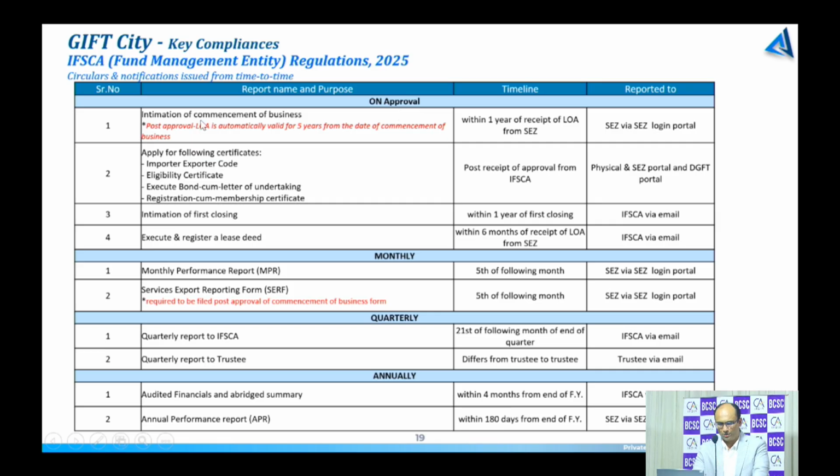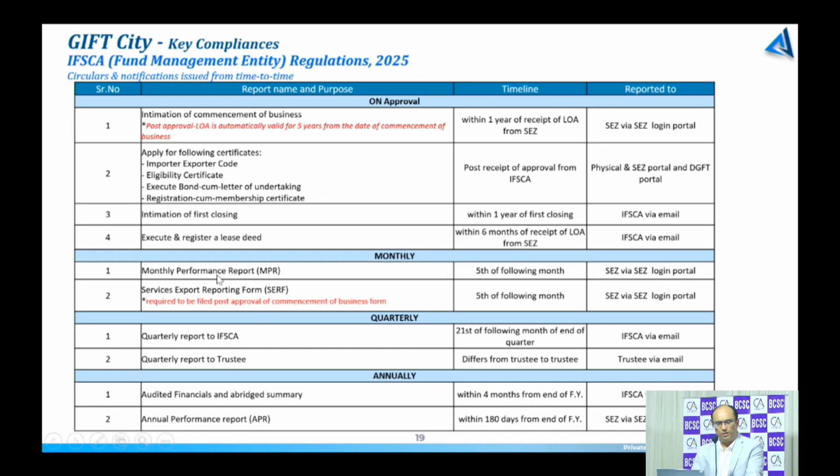On approval, you have to intimate about your commencement of business. You have to apply for certain registrations which are not applicable in the domestic regime, because since this is an SEZ regime, there is the import exporter code that you need to have, eligibility certificates, LUT bonds for GST, etc. Intimation of first closing, again, that we spoke about. A lease deed to be registered. Under the process, you can't lease any premises in IFSC until you have the preliminary letter of approval. So the lease deed is executed by the developer or the landlord only once you have approval from the authority to set up that unit.